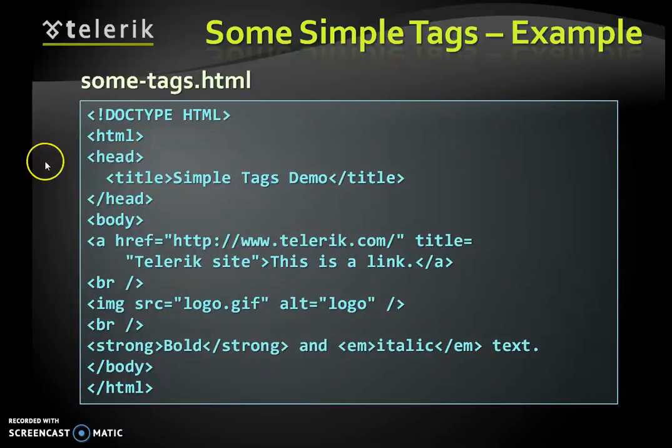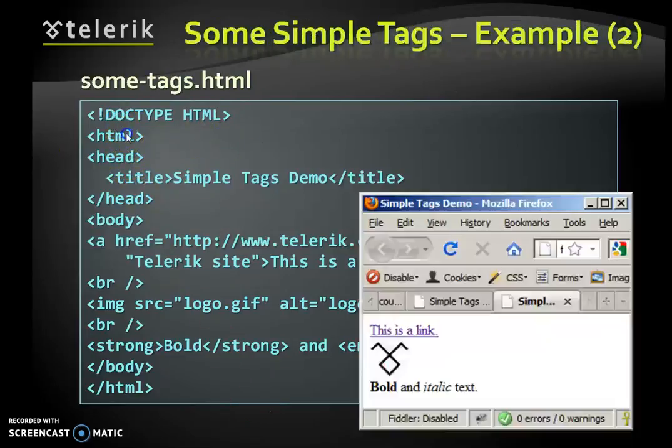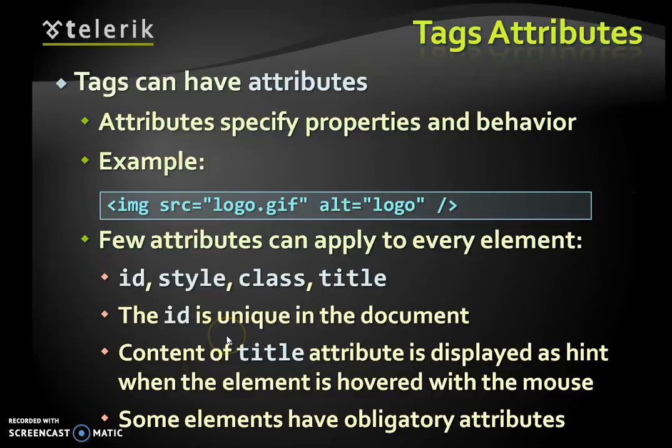Some sample tag examples. This is an example of an HTML page. This is the html tag, head tag, body, href, image tag, strong tag, body tag, html tag. That's it. Tags can have attributes. Attributes specify property and behavior. For example, in the image tag, src is an attribute of the image tag and alt is also an attribute of the image tag.